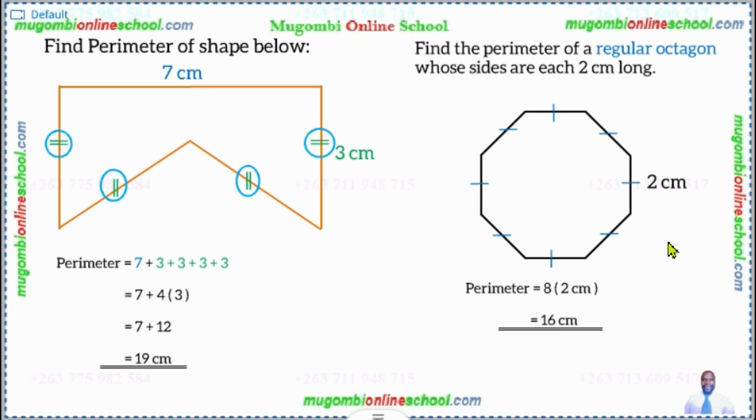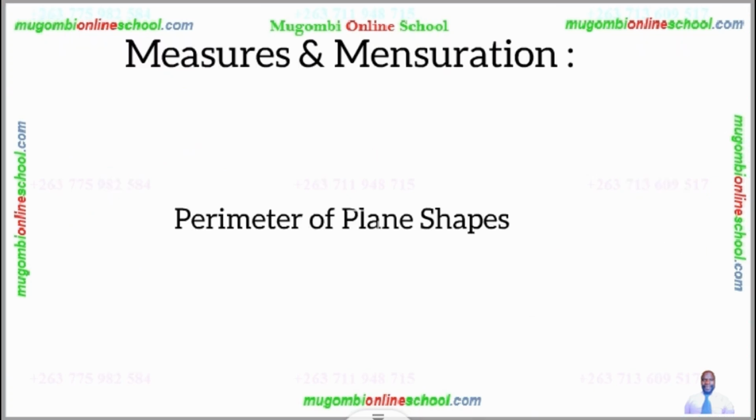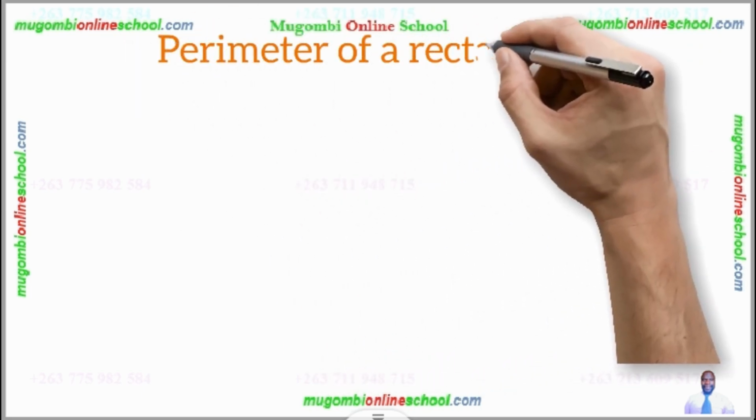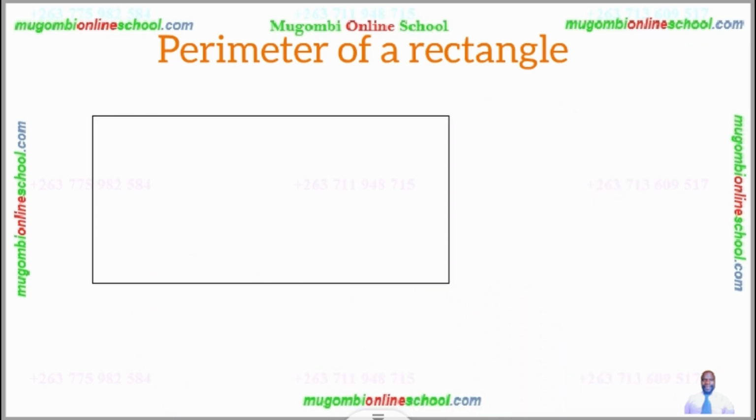Starting a new topic. In today's lesson, we're going to cover measures in mensuration, where we're going to talk about perimeter of plane shapes. Let's start with the perimeter of a rectangle.